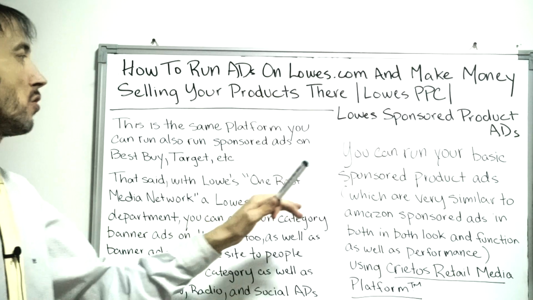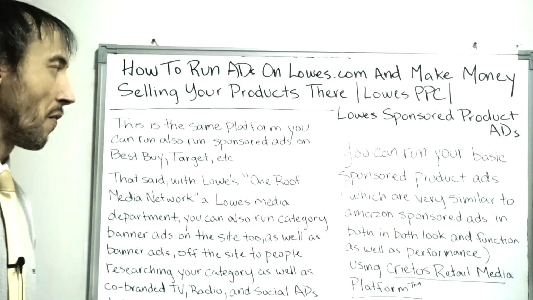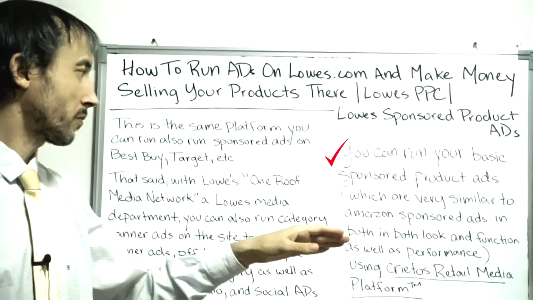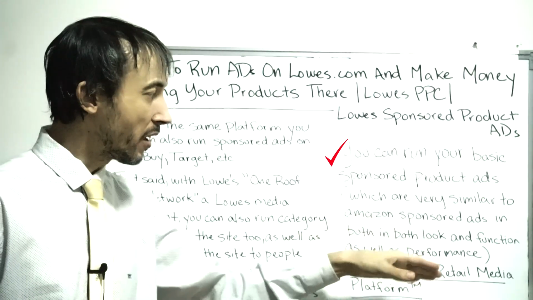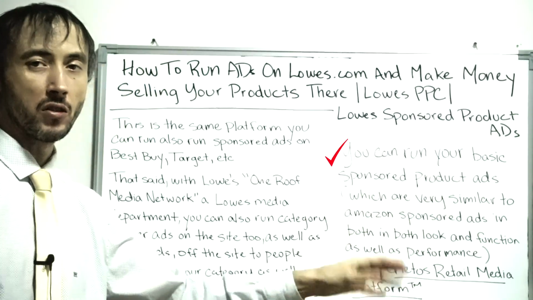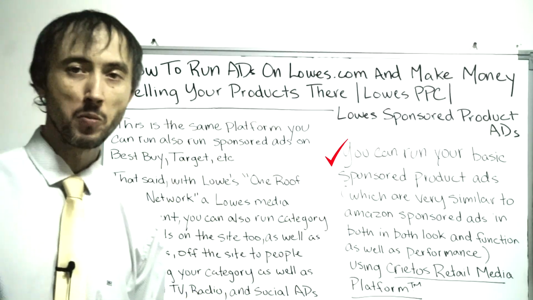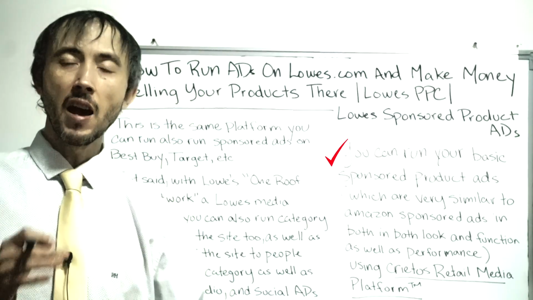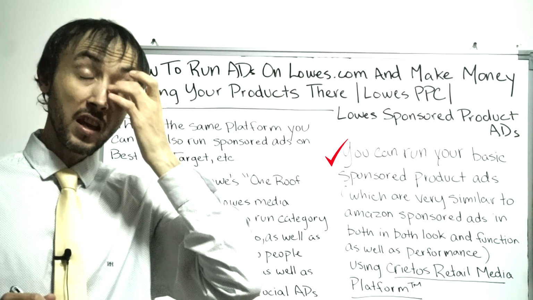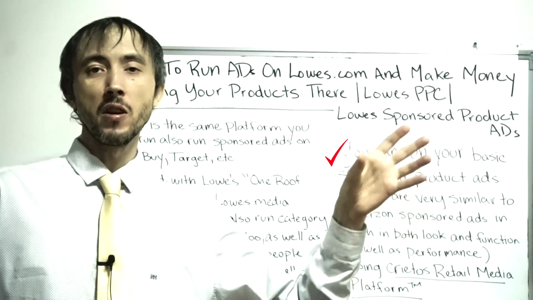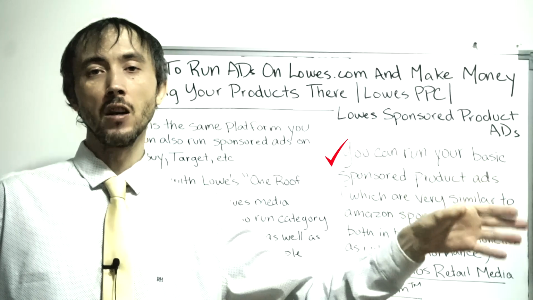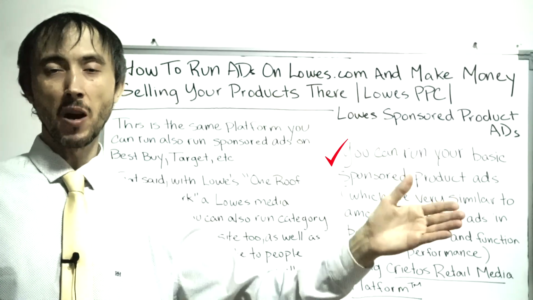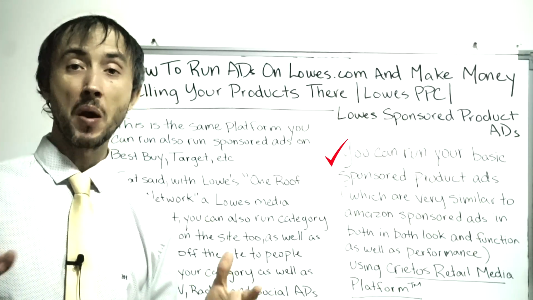So first of all, you can run your basic sponsored product ads on Lowes.com, which are very similar to Amazon sponsored product ads in both look and function, as well as performance. So in other words, if you could get Amazon sponsored product ads to work on Amazon, and your product is in a category that is already sold inside Lowe's, then you want to try to get your products on Lowes.com and then run ads for them, because it will probably work as well.